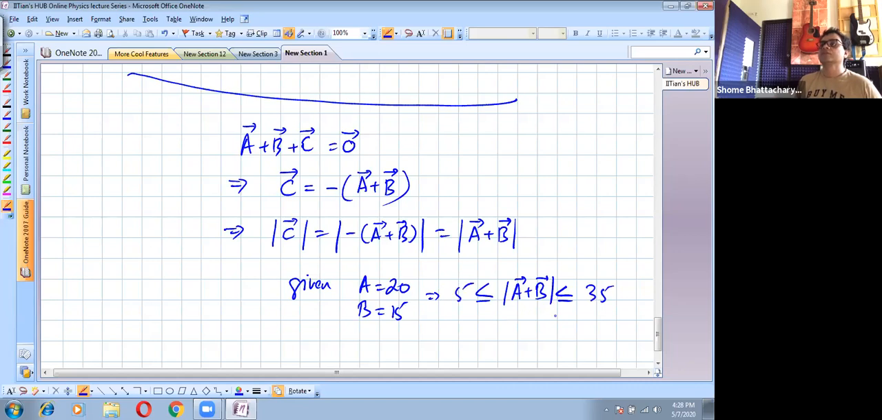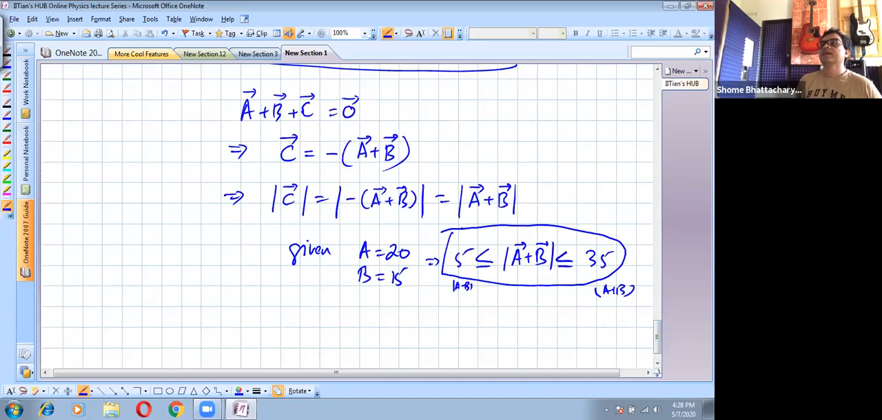So this is the range of values, because this is your A plus B and this is the difference, A minus B. You can see, whatever value of theta I take, it has to satisfy this condition. So that means C also has to satisfy this condition, because C's magnitude is equal to the sum of them. It cannot be greater than 35 and it cannot be less than 5.